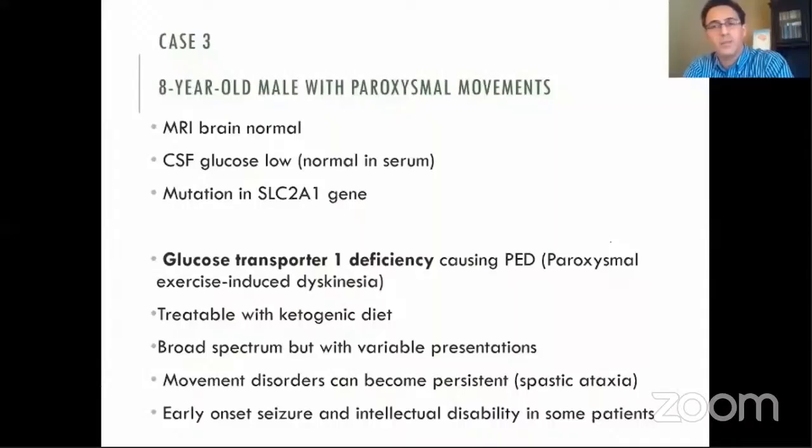Spectrum of presentation of the variables.